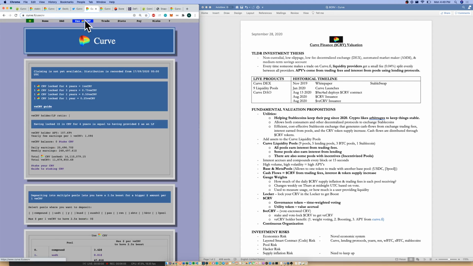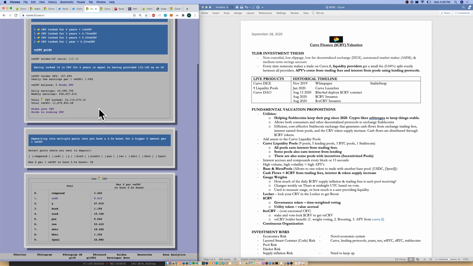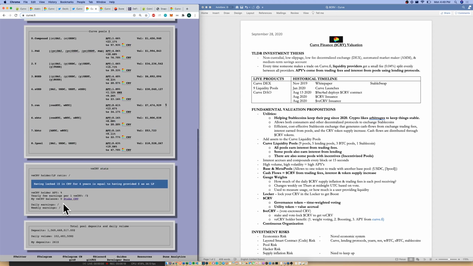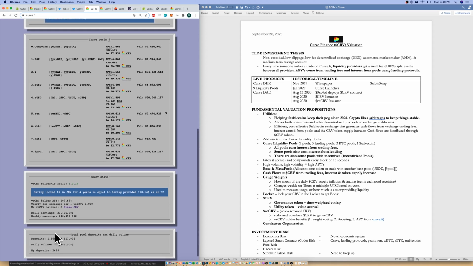If I go to use CRV here, here it is. One CRV locked for 4 years is equal to one veCRV. And it's a sliding scale there. And where are the statistics? If I go back to home, there's currently about 1.5 billion in all of the pools.